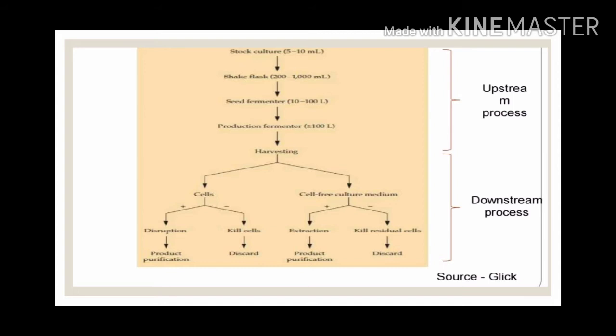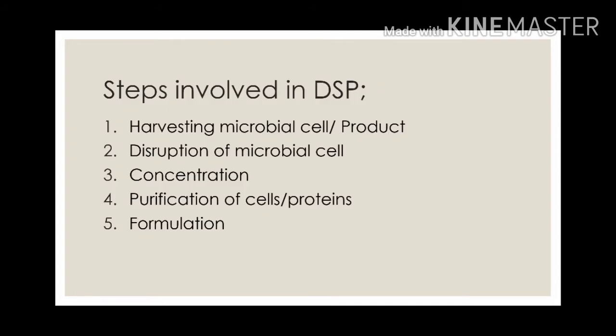Then comes the downstream process, which includes harvesting of the cell. The product which we desire for pharmaceutical products may be a cell or a cell-free culture medium. So the steps involved in the downstream processing are: first, harvesting microbial cell or product; second, disruption of microbial cell; third, concentration; fourth, purification of cells or protein; and fifth, formulation.